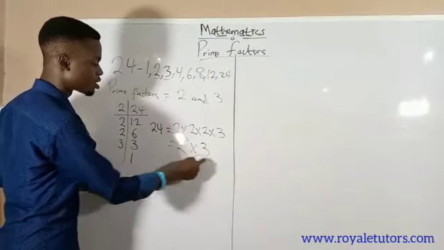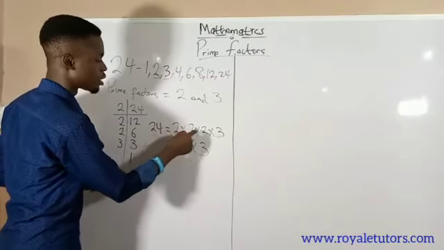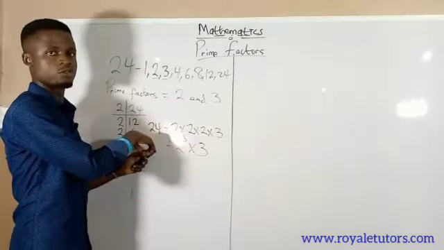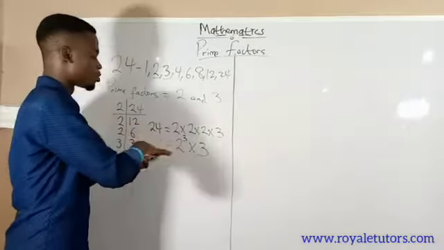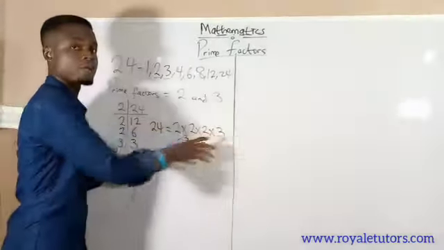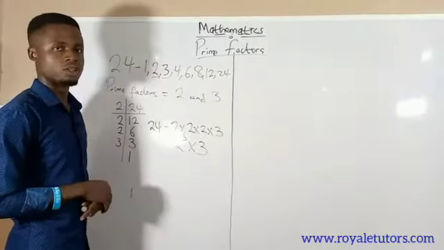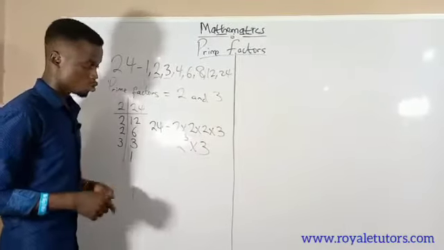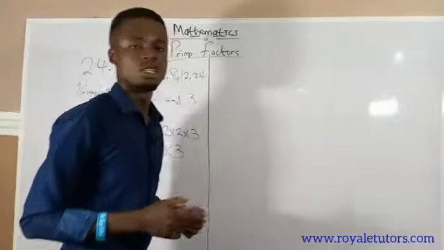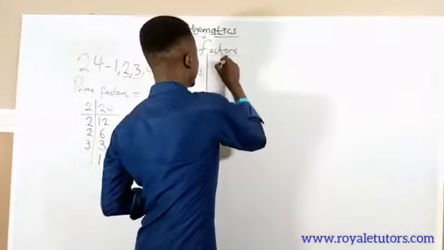If you compute this calculation, if you do 2 times 2 times 2 times 3, you will definitely get back 24. So 24 is not a prime number, but it can be expressed as a product of its prime factors, which obeys the fundamental theorem of arithmetic. So I'm going to do another example. This time I want to go to a 3-digit number. I want to talk about 120.